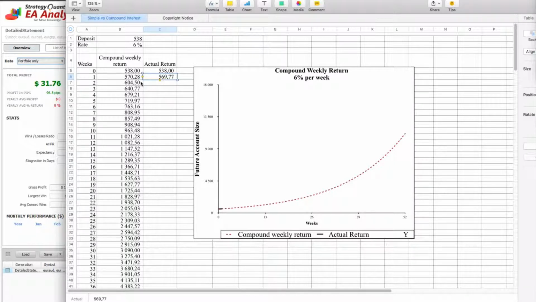That is what we started with, and the result for the first week was 569.77, and this is almost 6%. 570.28 would have been 6%. I think this is 5.89%. So really close on the target.